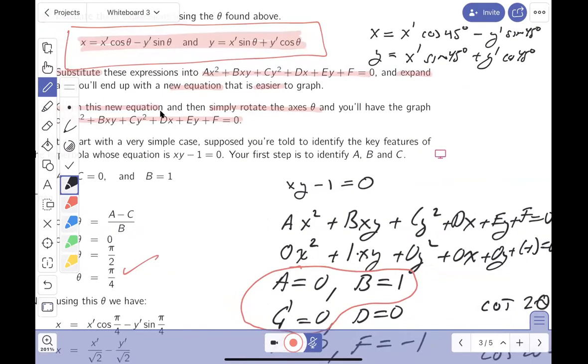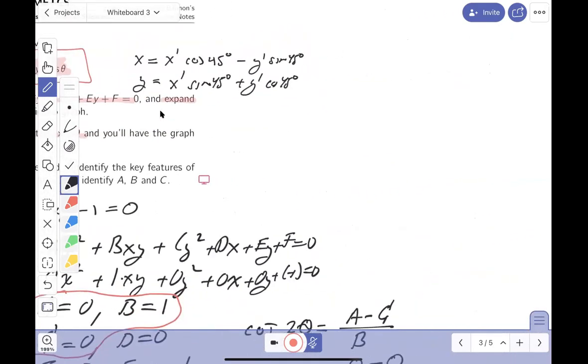Well, you know what? I want to do it. I want to see what happens over here. And what do you get over here? You would get, well, cosine and sine of 45 degrees are all the same. So it's over root 2. That's 1 over root 2, by the way. X prime minus y prime. And what do you get over here? Root 2, x prime plus y prime.